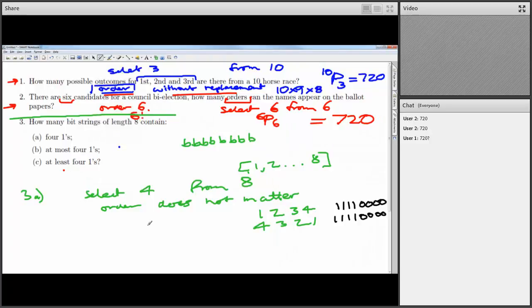And so selecting 4 from 8, order doesn't matter. There's no replication. The answer is going to be 8, and I'm choosing 4 of them. So when I'm selecting with order, it's a permutation; selecting without order, like in this case, it's 8 choose 4. What's that equal to? 8 choose 4. And again, you're going to find the button in your calculator. So 70, if someone says, thanks.